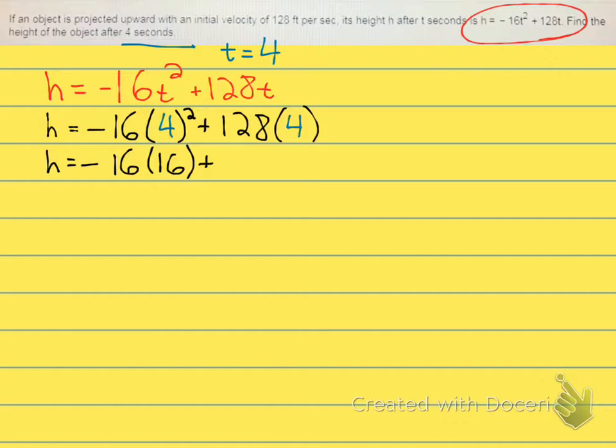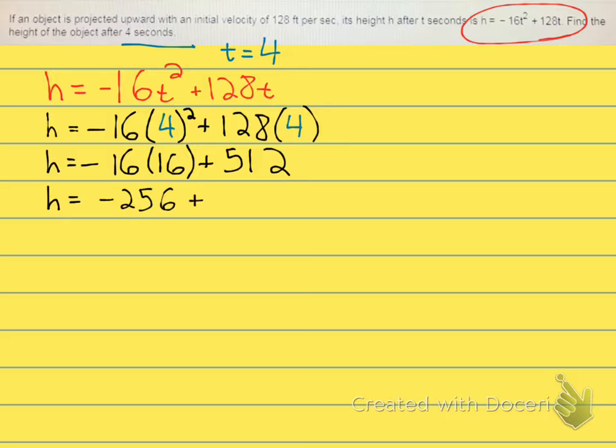Plus 128 times 4. Let's put that in the calculator. That gives me 512. All right, next step. H equals, now I have a negative 16 times 16. Okay, do that in your calculator. You're going to find out that that is negative 256.